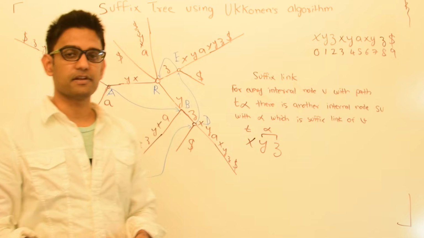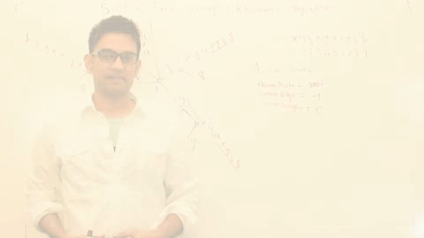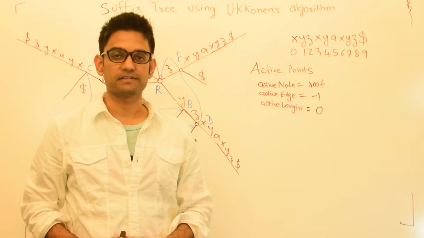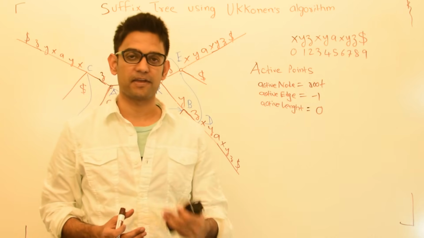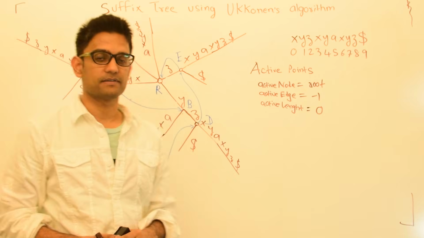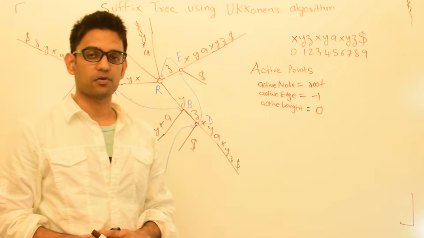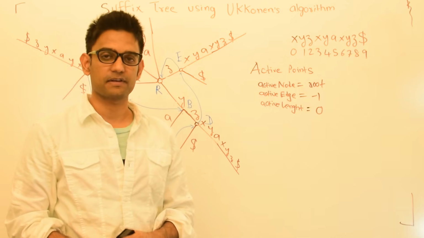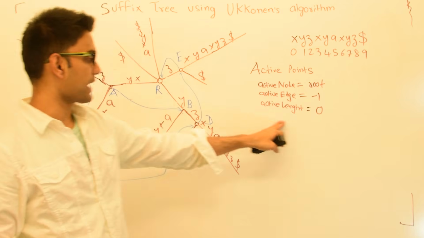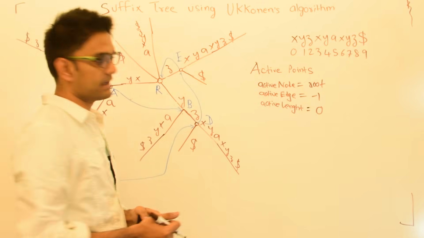There are a few more things we need to go over before we jump into the example. So let's finish up those things. Let's talk about active points. Active point is a point from which the next extension or the next phase will start. So there are a few rules for the active points. First rule is, if your active length is 0, it means that you are going to start the next extension or the next phase from root. So in this scenario here, our active length will be 0, so we're starting from root. So say there was an x after this.